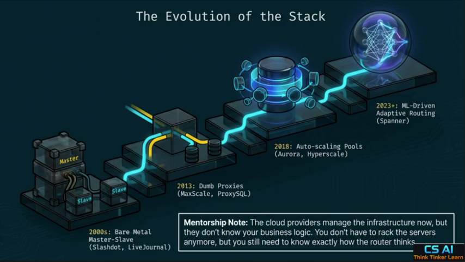The stack is constantly evolving. In the 2000s, we were racking bare-metal servers for master-slave setups. By 2013, we had dumb proxies handling basic routing. 2018 brought us cloud-native auto-scaling pools like Amazon Aurora. Today, we are moving into ML-driven adaptive routing in systems like Google Spanner. The cloud handles the hardware now, but it doesn't know the business logic. You still need to know exactly how the router thinks.